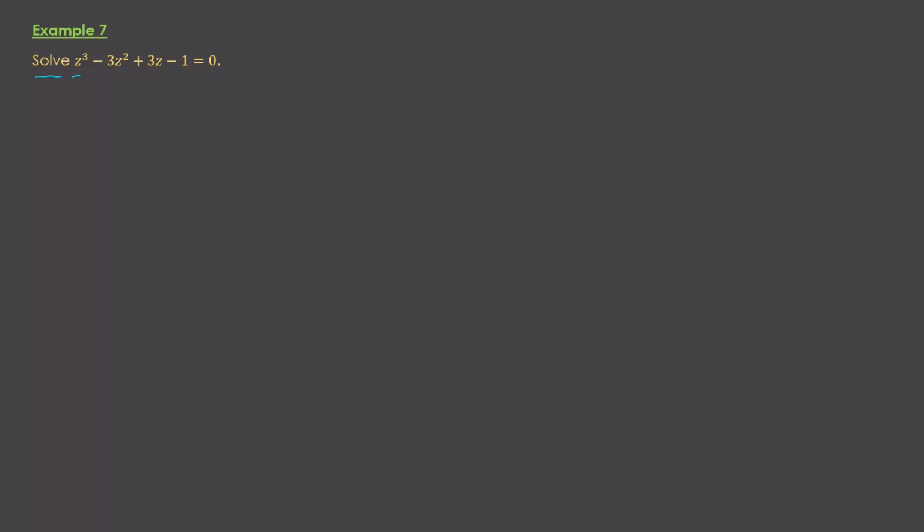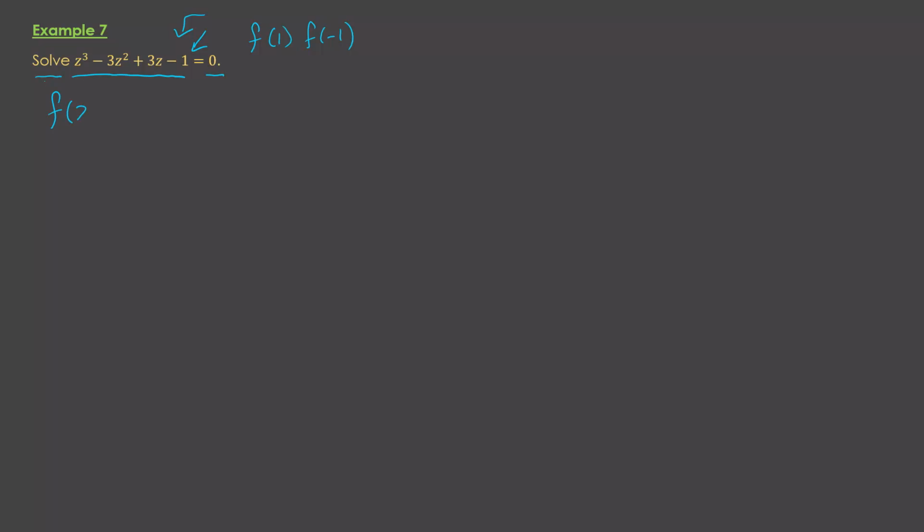We want to solve z cubed minus 3z squared plus 3z minus 1 is equal to 0. We're going to start by looking for a linear factor of the left-hand side using the factor theorem. With the 1 at this end, we only really need to worry about f of 1 or f of negative 1.